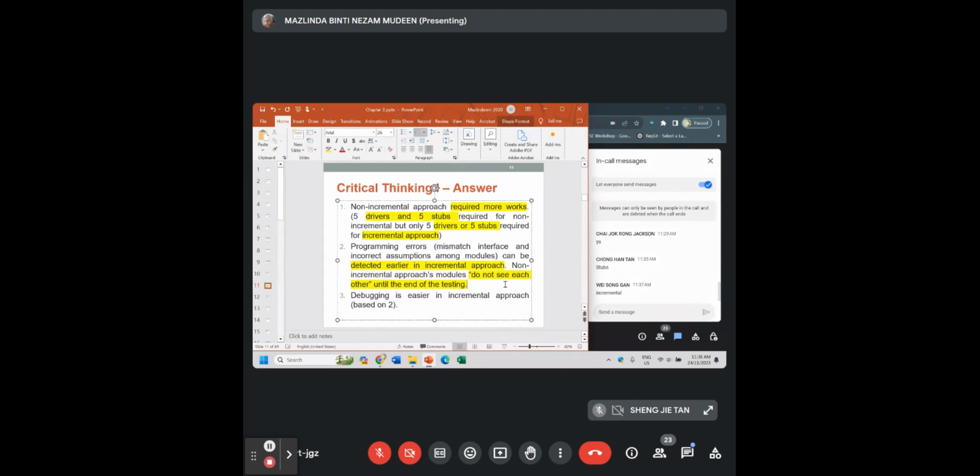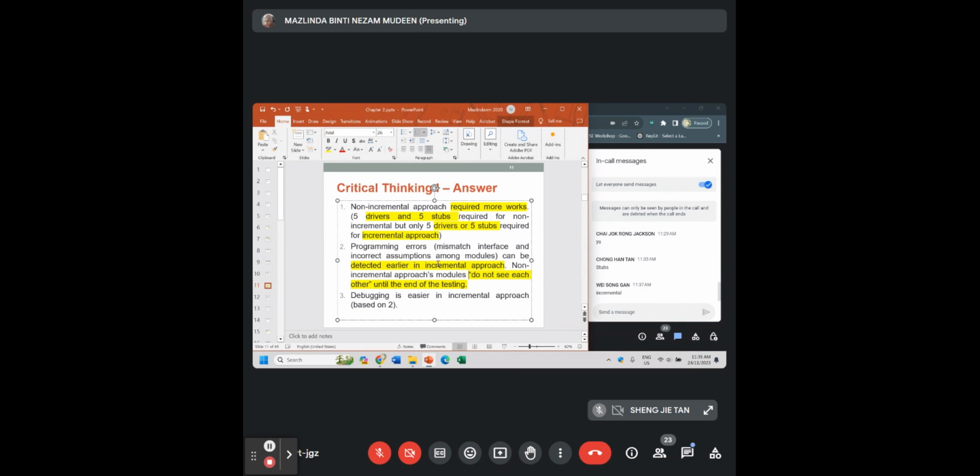So programming errors can be detected earlier. It means one module with another module, we can already detect them. When I combine these two modules with another module, I can detect them. But when it comes to non-incremental approach, all the five modules will be tested individually, then I combine all these five together. So when programming errors happen, it is very complex for us to do the debugging later also.